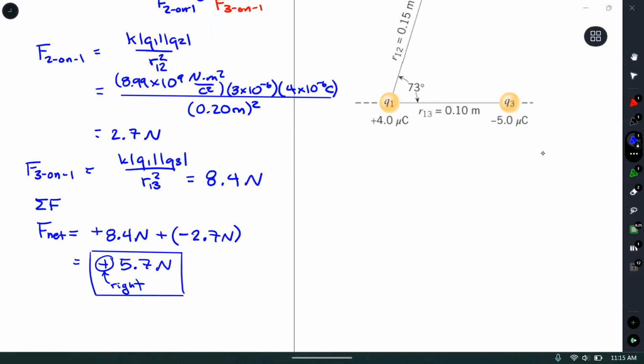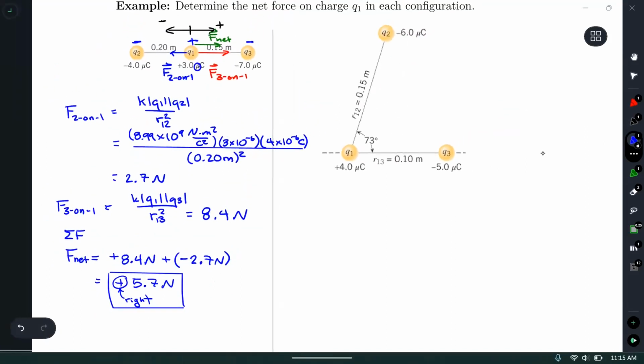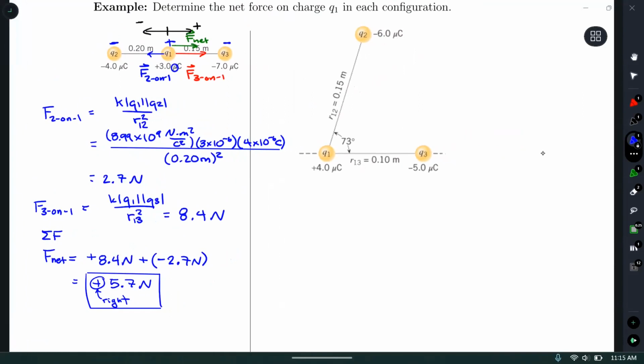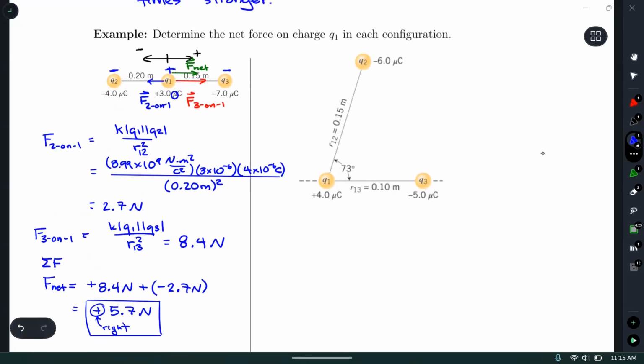Are there any questions on that? I had to rush it a little bit, so if there are, please let me know. I have a question for F net. When we put the signs, the plus 8.4, and then there's the negative 2.7, we put those signs because of the direction that they were in.